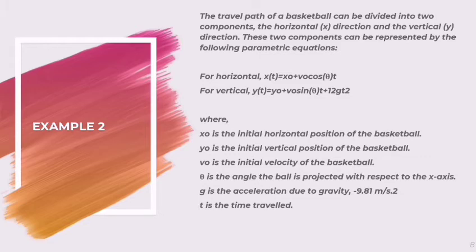Every symbol represents different things. x0 and y0 represent the horizontal and vertical position of the basketball respectively, while v0 is the initial velocity of the basketball. Theta is the angle at which the ball is projected with respect to the x-axis, which has been explained by my friend from the image, while g is the acceleration due to gravity, having a constant value of negative 9.81 meters per second squared. t is the time traveled.